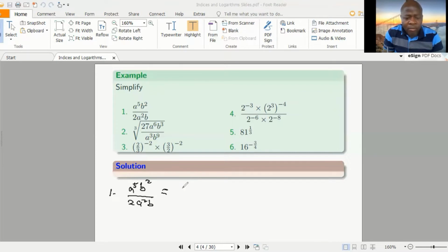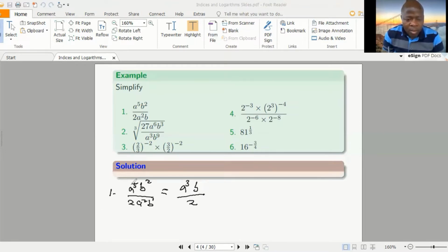I want to take them to the numerator. So I'll have a raised to 5 minus 2, which is a raised to 3. And then b raised to 2 minus 1, this one here. So that gives me b, then out of 2. And that is the answer to this question.